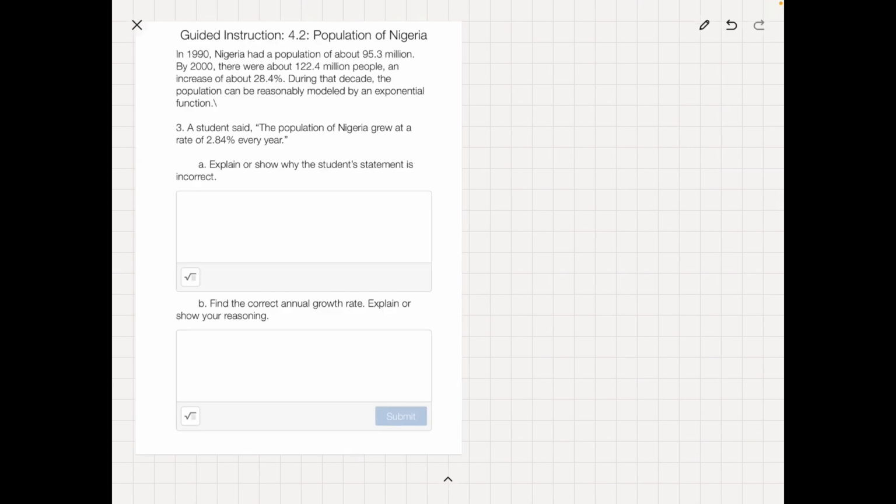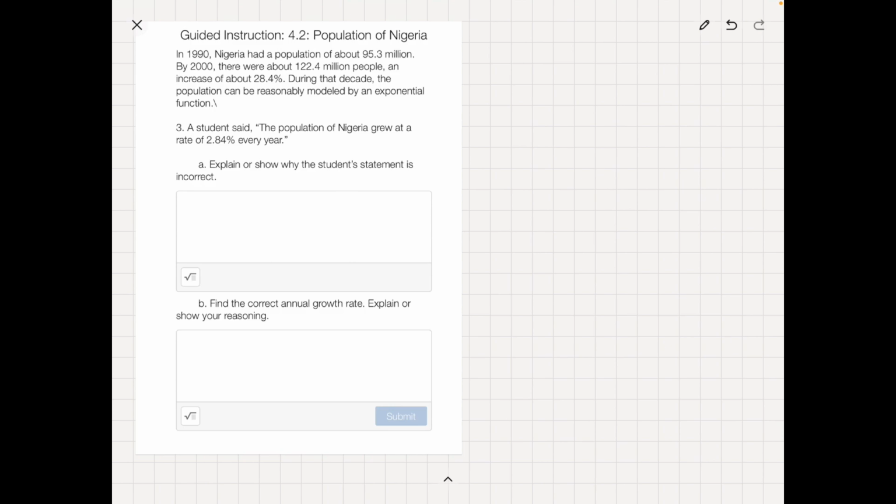The first thing I want to talk about is what does the problem actually tell us? What is the information that they gave us in this problem? If I read this, it says, in 1990, Nigeria had a population of about 95.3 million. By 2000, there are about 122.4 million people, an increase of about 28.4%. During that decade, the population can be reasonably modeled by an exponential function.